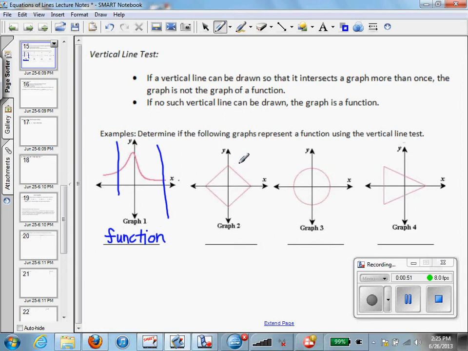Okay, and if you noticed with graph 2, we hit here and we hit here. So it hits more than twice on a vertical line, so it's not a function. What about this circle graph? With graph 3? No, it too is not a function. And what about with this? With graph 4? No, it is not a function either. I could hit it more than twice with a vertical line.